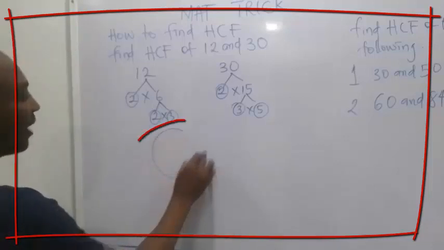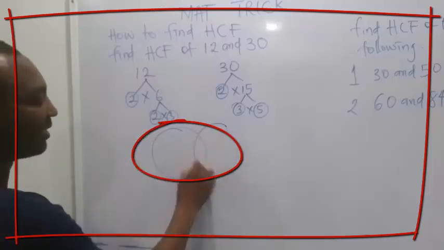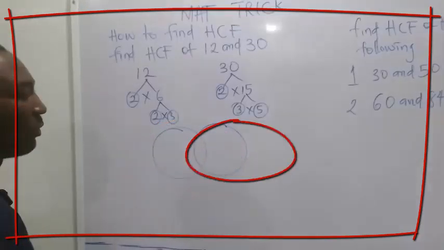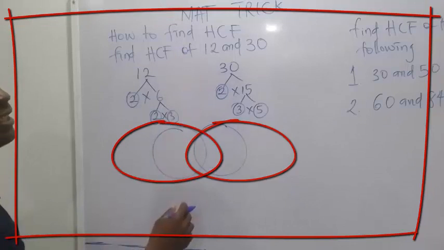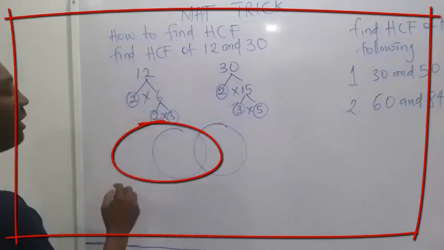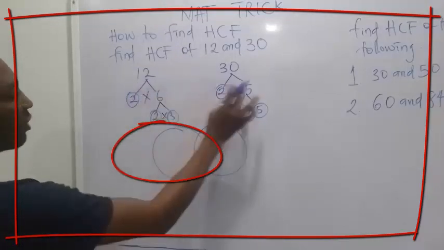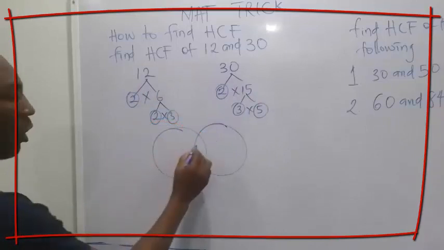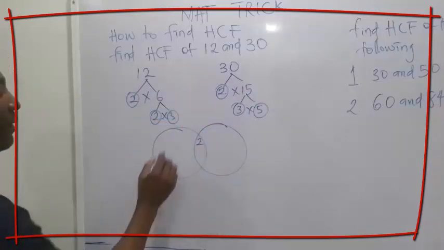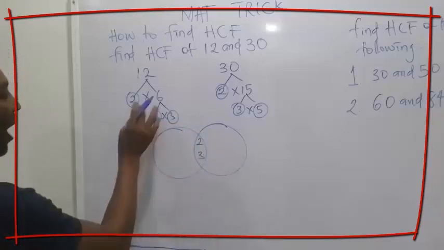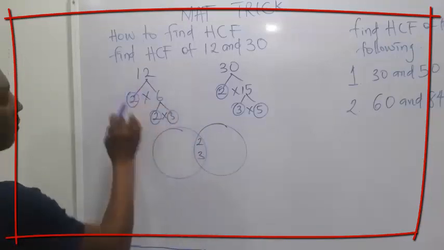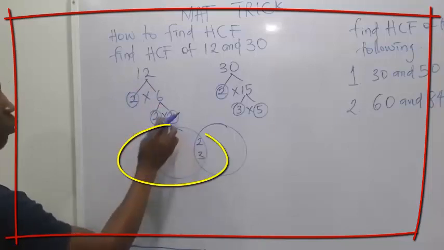So I'm going to take you to another concept in mathematics, which we call set theory. This is a Venn diagram now. I'm going to use this to find the HCF. So for this, what is common between these? Alright, 2 is common to both of them. Also, 3 is common to both of them. Out of the prime numbers that we have here, we have seen 2, we have seen 3.